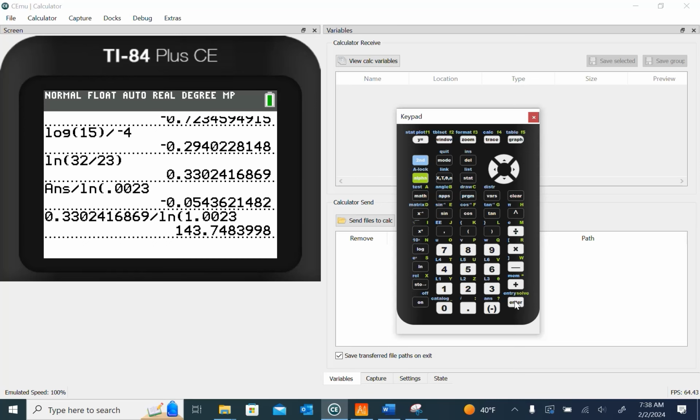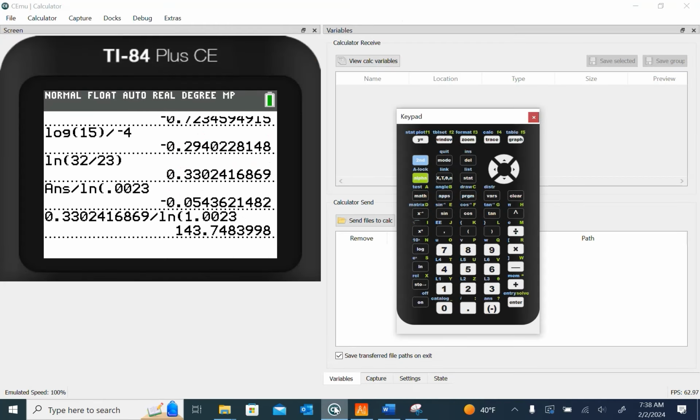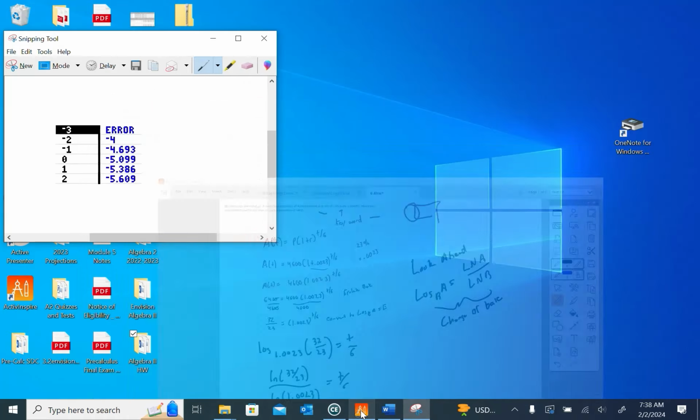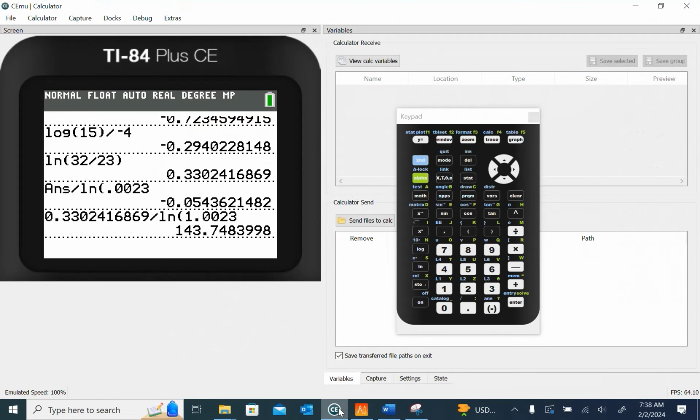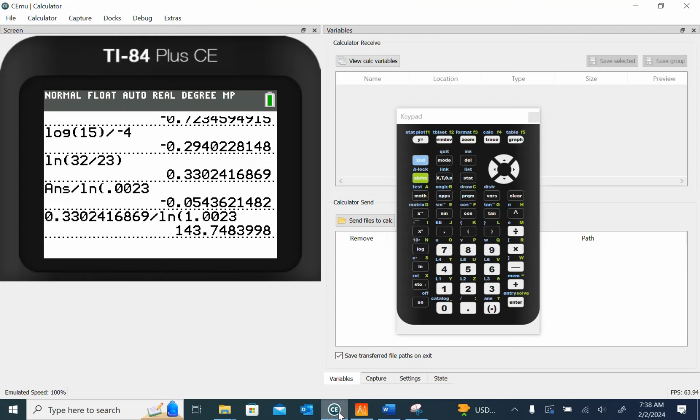143.7484. 143.7484 equals t over 6. And now what we're going to do is multiply by 6, because we want to counteract that division of 6.